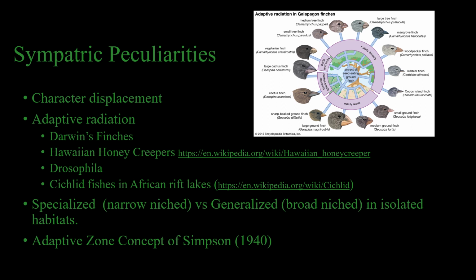When a small population begins to live in an isolated place, as that population increases, we tend to see specialization into relatively narrow niches as opposed to broad-niched creatures developing in these isolated habitats. Really good examples of this are Darwin's finches, Hawaiian honeycreepers, Drosophila in the valleys of Hawaii, or cichlids in the African Rift Lakes. In many respects, this is what we call character displacement: the divergence of incipient species into different niches. And when this process becomes more elaborate, we term it adaptive radiation. So for example, with Darwin's finches, there was some ancestral seed-eating ground finch.